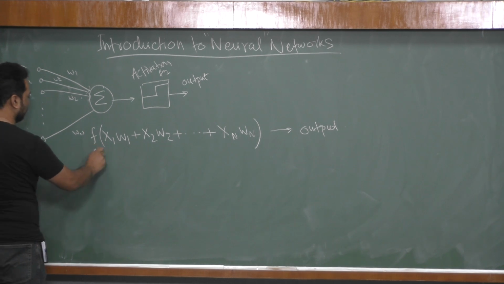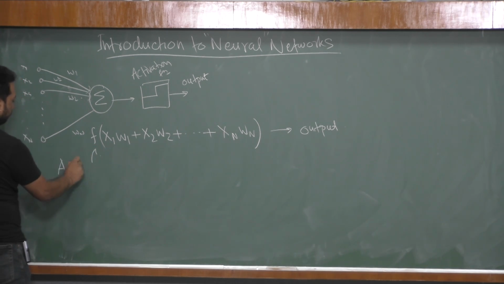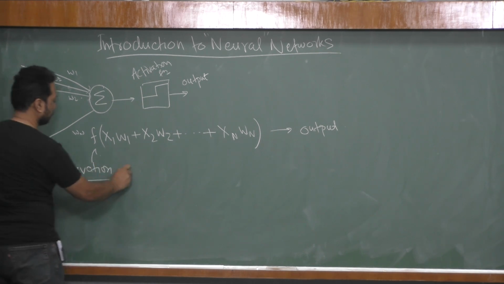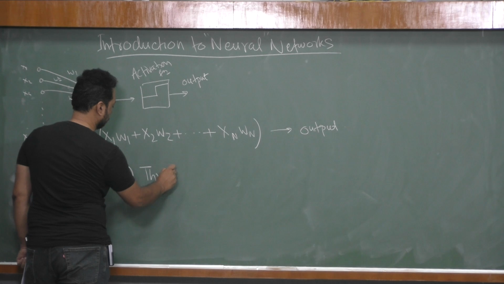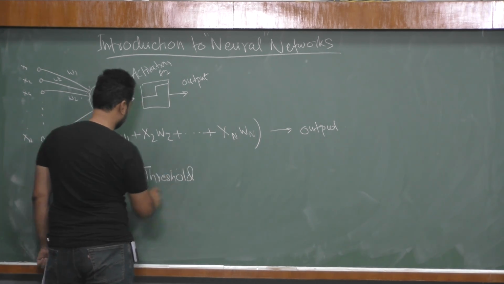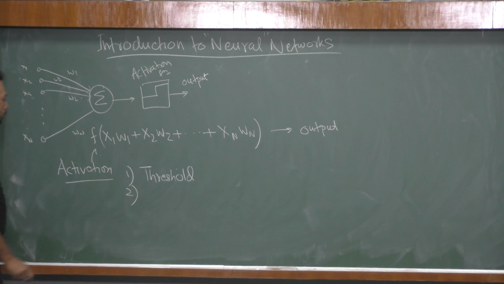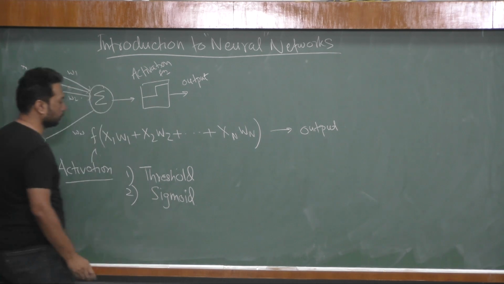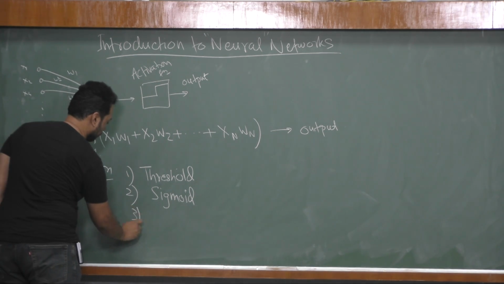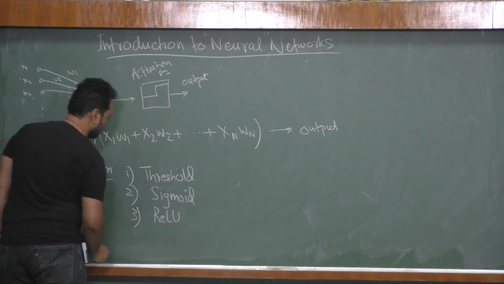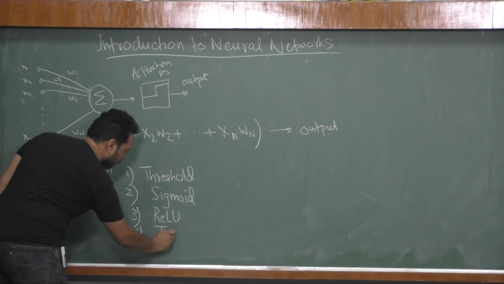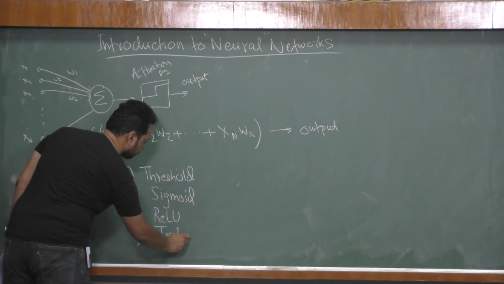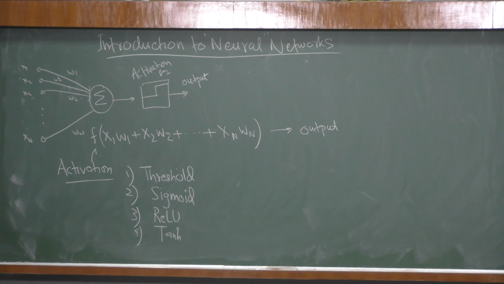Now this activation can happen in many ways. So there are activations like threshold functions. There are activations like sigmoid. Sigmoid we have seen a couple of times, and there are activation functions like ReLU, rectified linear units, and then we have like tanh, hyperbolic tangent, and so on. Okay, so these are activation functions. Depending on the architecture or the problem at hand, we use one of these.